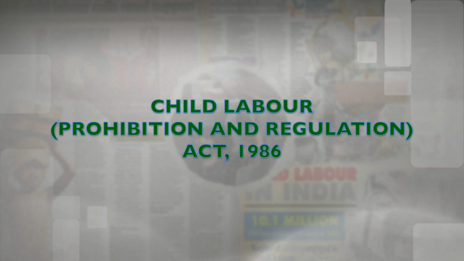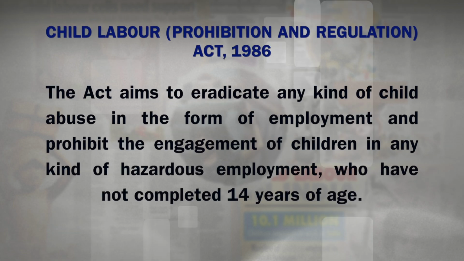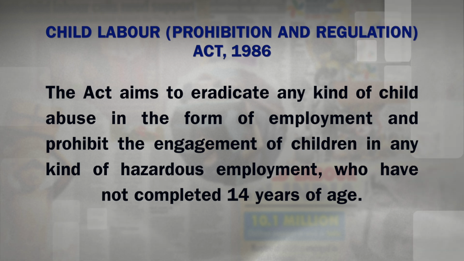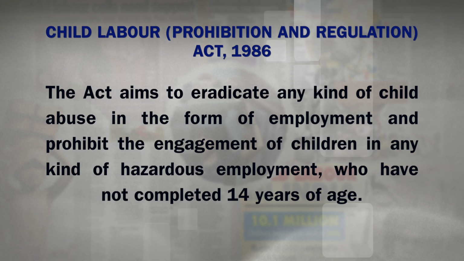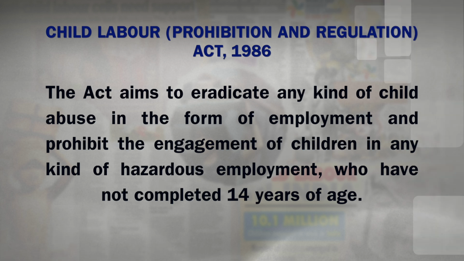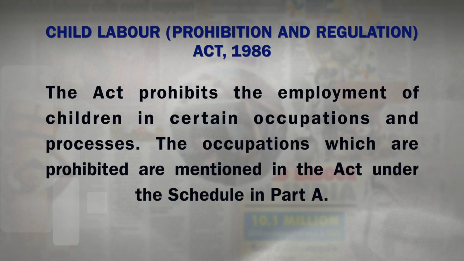Coming to the Child Labour Prohibition and Regulation Act of 1986. The Act aims to eradicate any kind of child abuse in the form of employment and prohibit the engagement of children who have not completed 14 years of age in any kind of hazardous employment. The Act prohibits the employment of children in certain occupations and processes. The occupations which are prohibited are mentioned in the Act under the schedule in Part A.